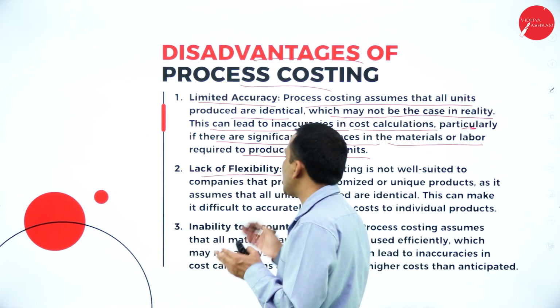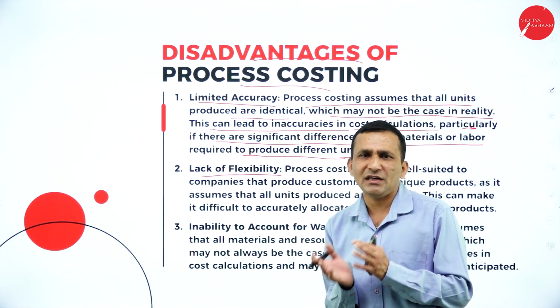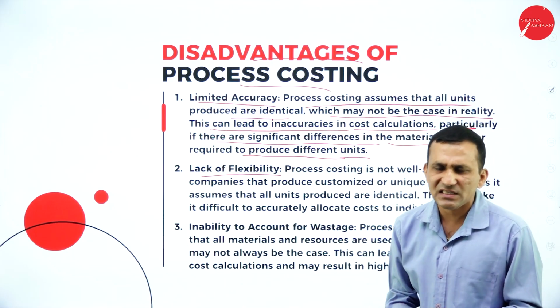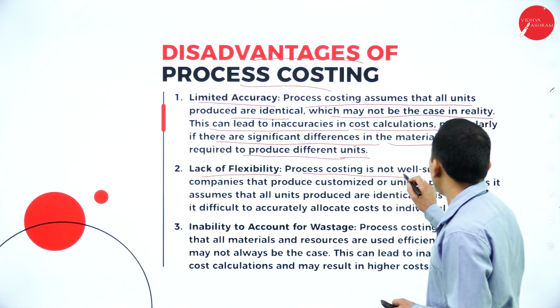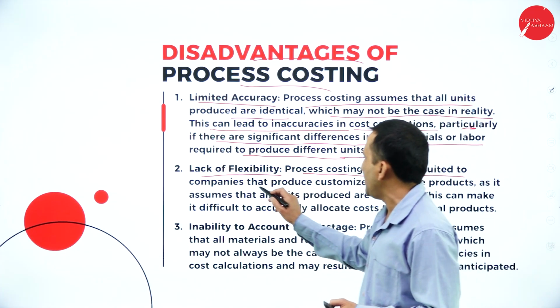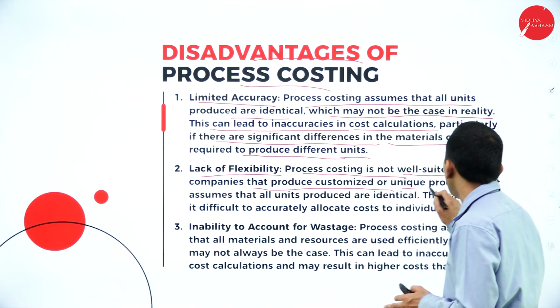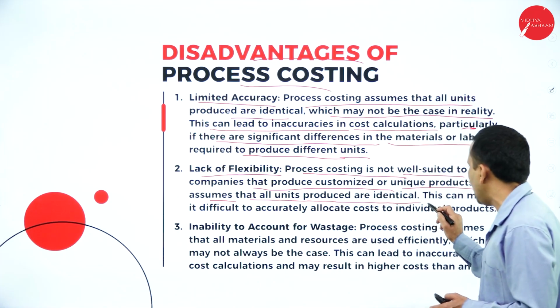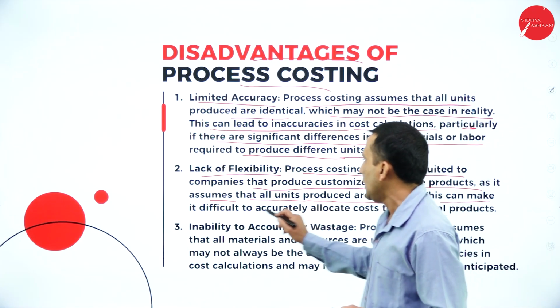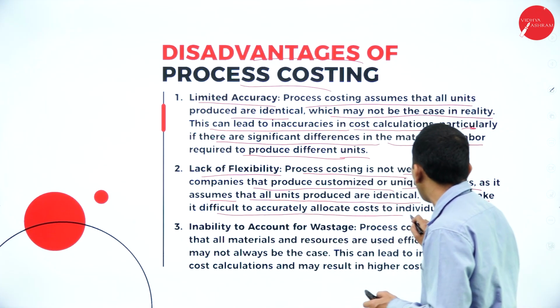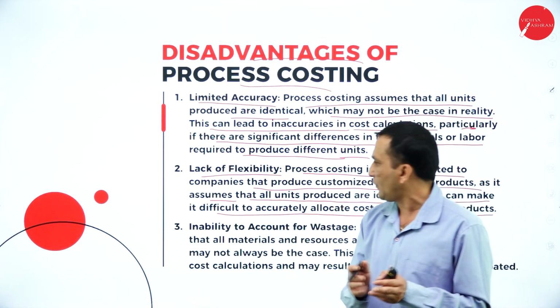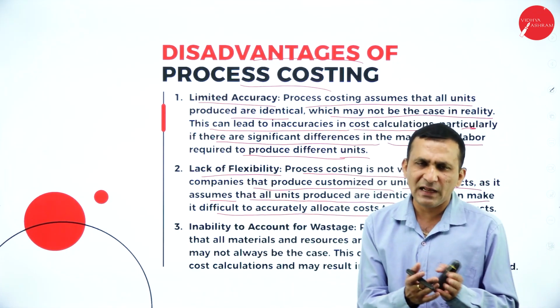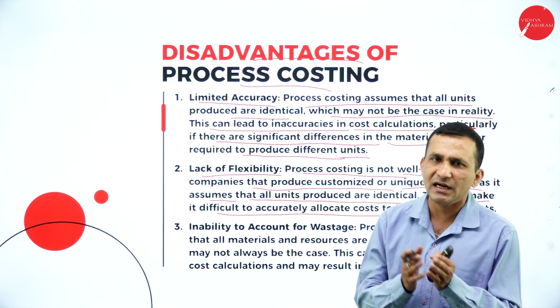And the lack of flexibility. Yeah, once you adopt the process costing, there is no flexibility. The process costing is not well suited to companies that produce customized and unique products. Assuming that all units are produced identically, this can make it difficult to accurately allocate the cost to individual products, because of the lack of flexibility, because we are using the standardized, right?